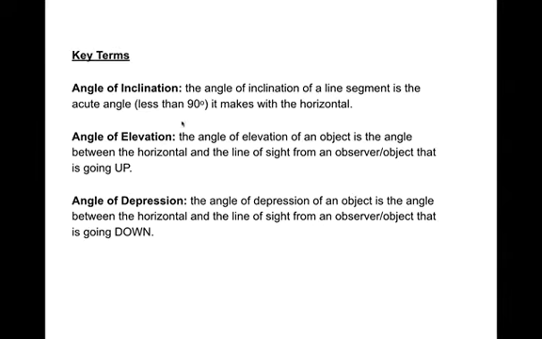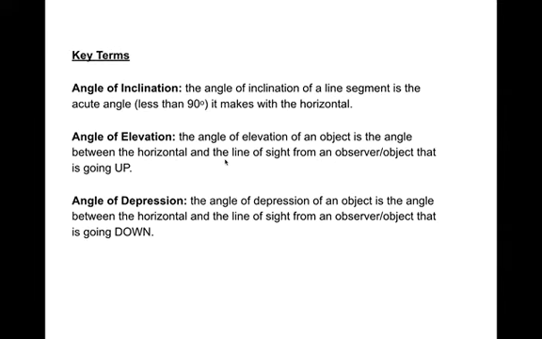When we talk about an angle of elevation, the definition is almost identical. The angle of elevation of an object is the angle between the horizontal and the line of sight from the observer to an object that is going up. So if you were looking straight, that's a straight horizontal line, and then you angled your eyes up to look at something, the amount that you angled your eyes up is considered the angle of elevation. The big thing with angle of elevation is it's always from the horizontal straight line.